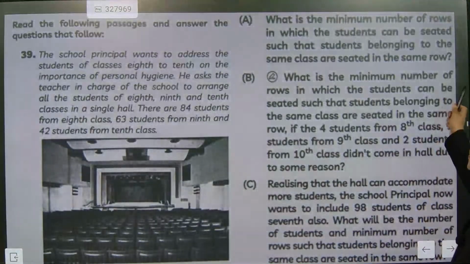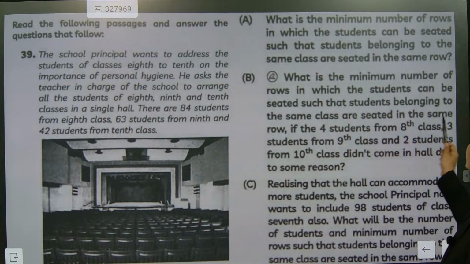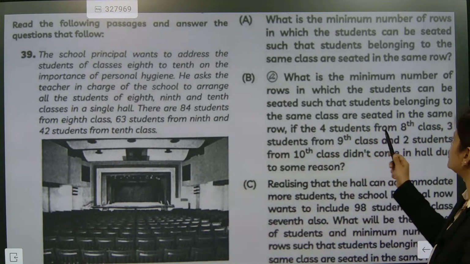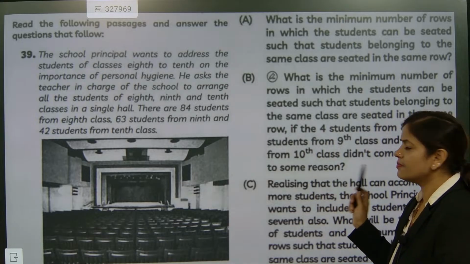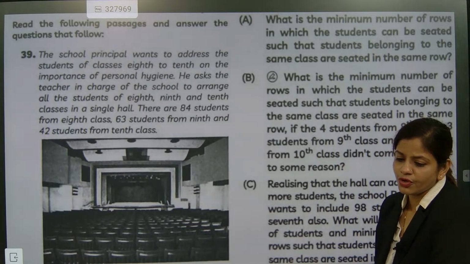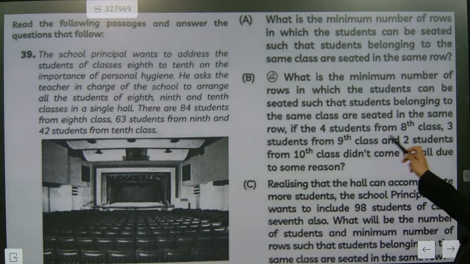What is the minimum number of rows in which the students can be seated such that students belonging to the same class are seated in the same row? If 4 students from 8th class, 3 students from 9th class and 2 students from 10th class didn't come to the hall due to some reasons, so now we have to remove them. Understood or not? So 8 students, how many students did not come?